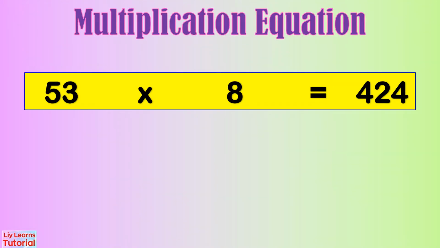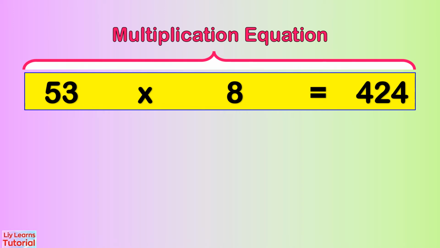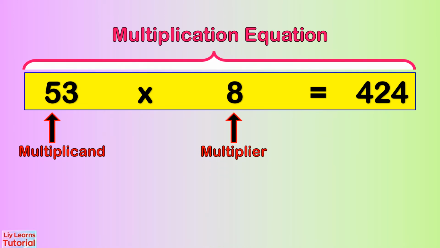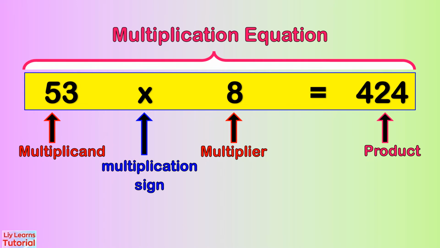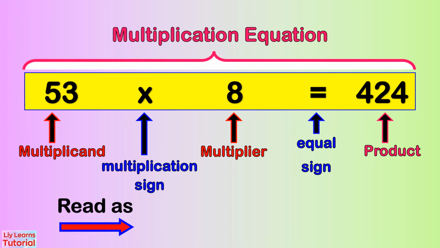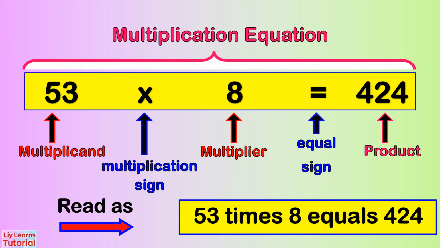This is a multiplication equation. 53 is the multiplicand. 8 is the multiplier. 424 is the product. This is the multiplication sign. And this is the equal sign. We can read this as 53 times 8 equals 424.